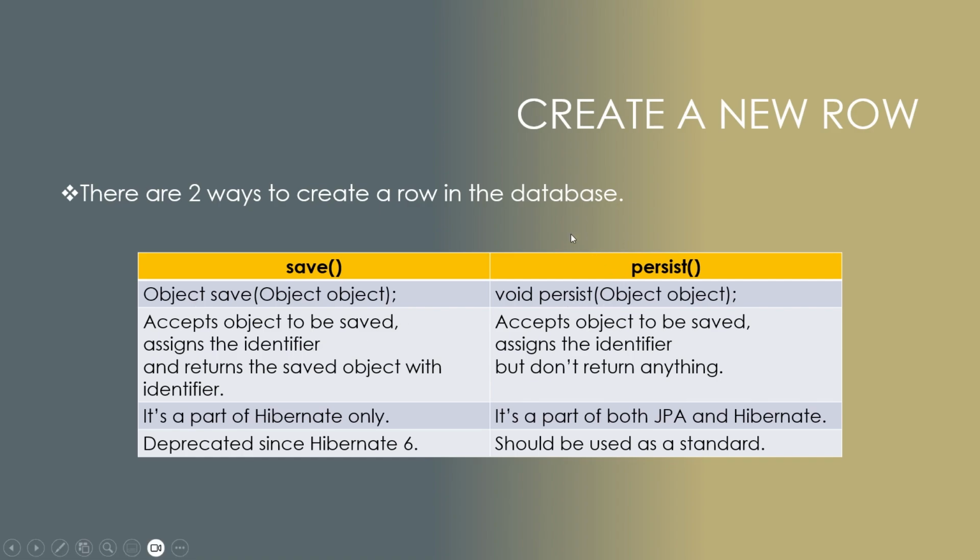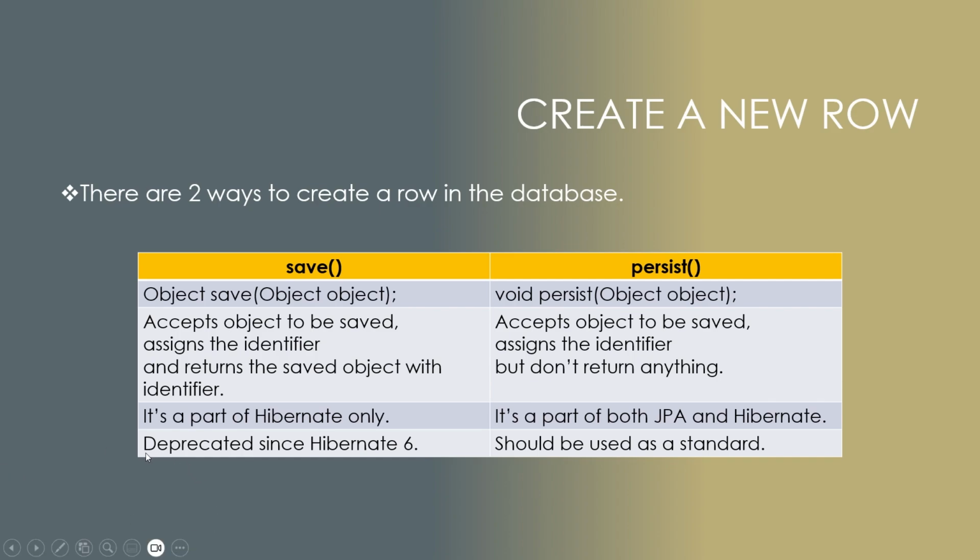But in persist, it only accepts the object and it won't return you anything. It will just accept, assign the identifier, but not return. So you will say, okay, let's always use save. Let's check more. This save method is only a part of Hibernate, not a part of the JPA specification. So only Hibernate provides this. But the persist method is actually part of both JPA as well as Hibernate. So you will see this method in your Hibernate Session Factory class also, and in your JPA EntityManager interface also. There also you will see this particular method.